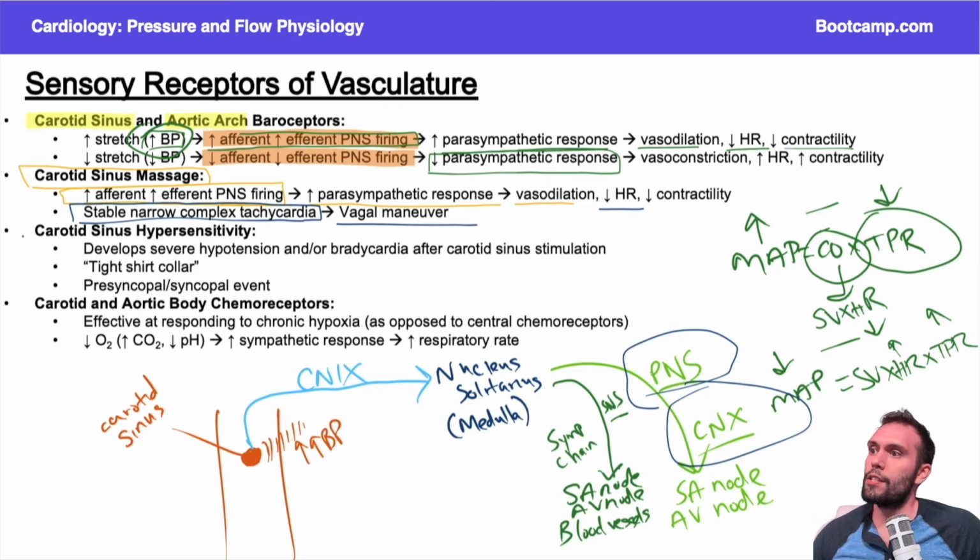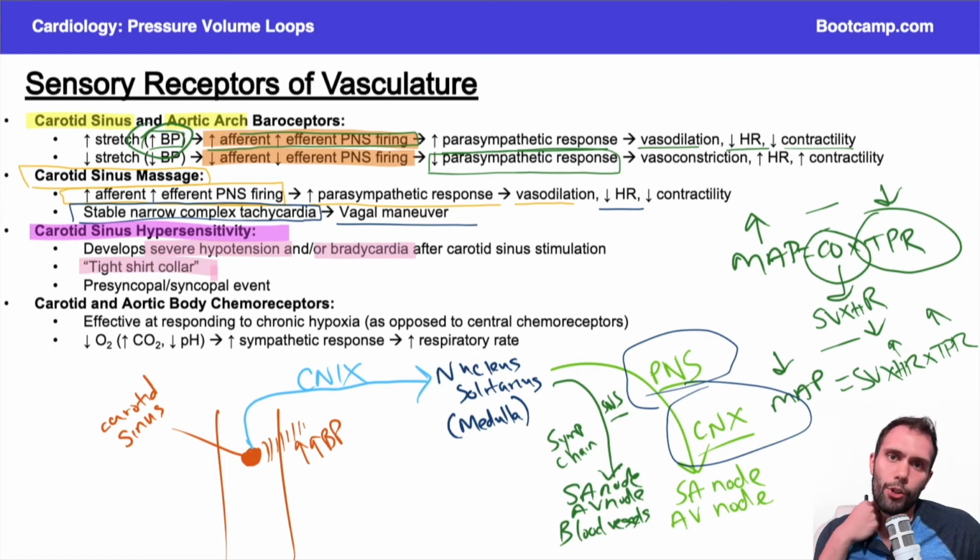Now, the other thing is some people can actually be very sensitive in this area. So they're thought to have carotid sinus hypersensitivity syndrome. And the way that they ask about this in a board question is they'll say, it's usually an older patient, usually an elderly male, and this patient will develop really severe hypotension and bradycardia after some kind of stimulation. And they're not always going to tell you the patient was massaging their carotid sinus or something like that. Maybe they had a tight shirt collar or something that was putting pressure on that area. Maybe they were shaving, okay? And that might have caused them to feel very dizzy or have a syncopal episode.